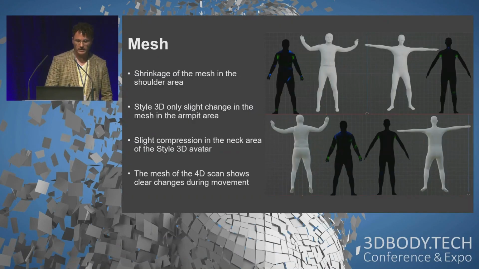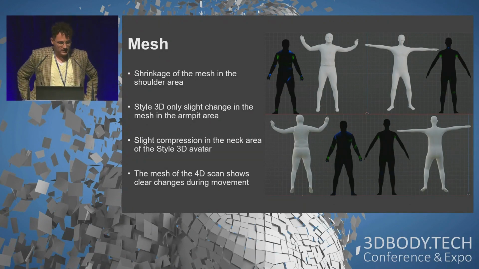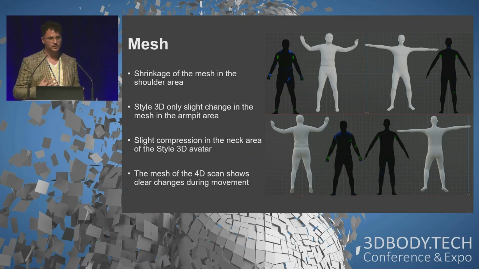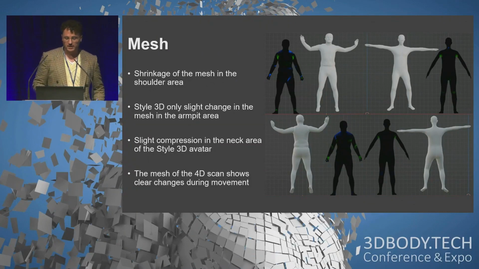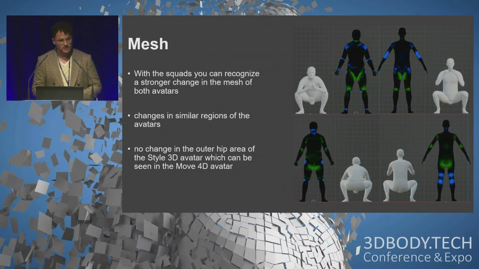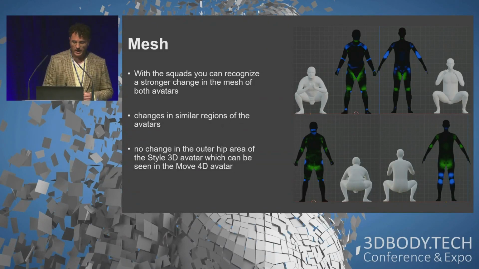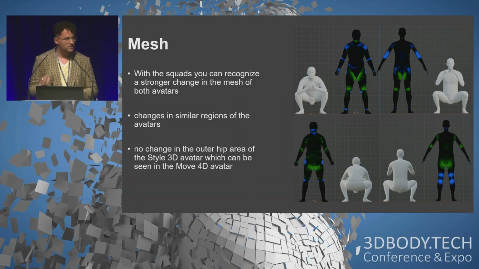clothing. In the last part, we analyzed the mesh on the shoulder. You see that there is a movement and a shrinkage in the shoulder area, which we basically do not have for the Style3D avatar. Interesting was the squat pose in this analysis, because we see really stronger changes in both avatars. On the shoulders of the Move4D avatar, we have a good compression, and we also see it in comparison of both avatars when we look at the back, the picture below. In the butt area, the same changes of the mesh.